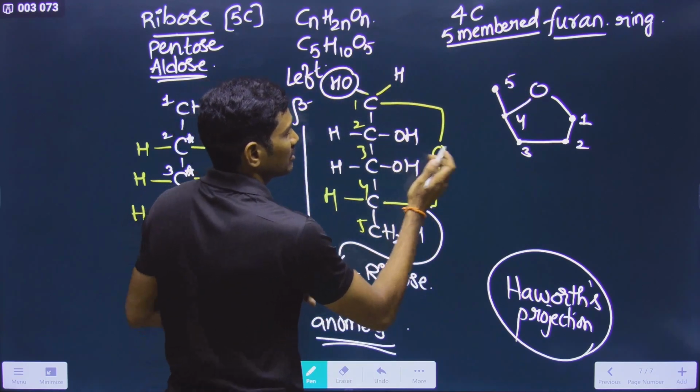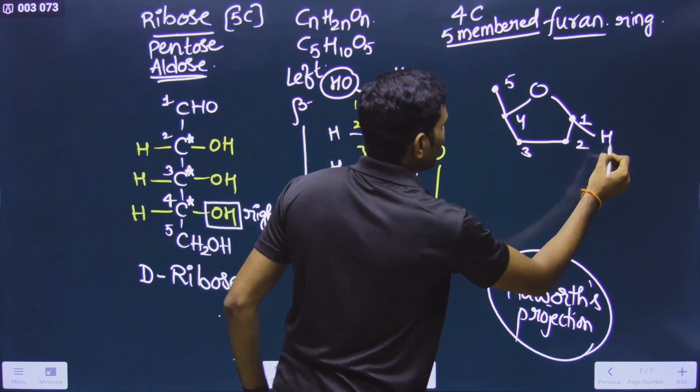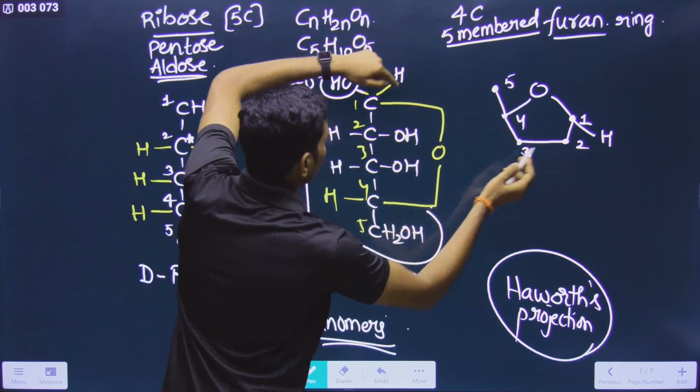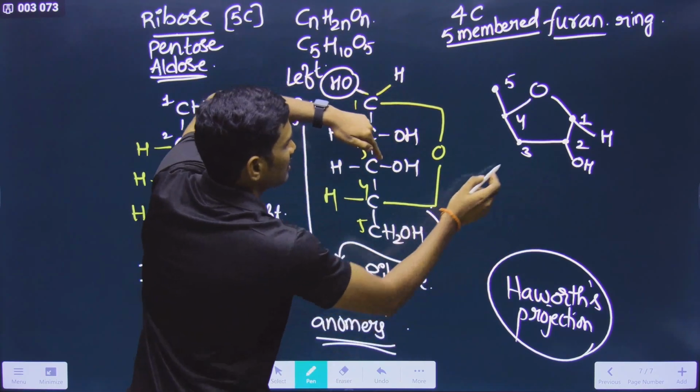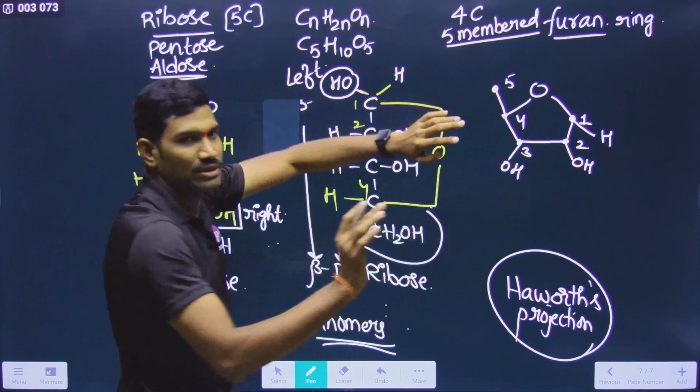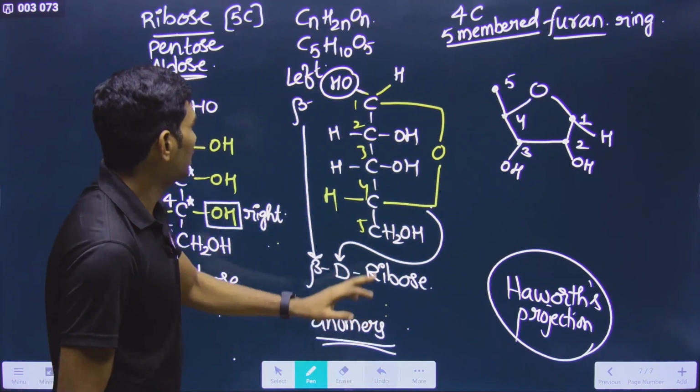Those which are present on the right side will come below the plane. This hydrogen will come below the plane. Say for the second carbon, right side, this will come below the plane. Third carbon, right side, it will come below the plane. So this is what is happening here.